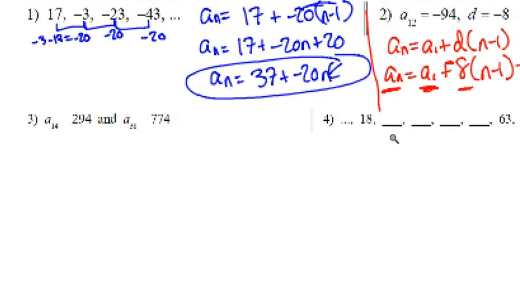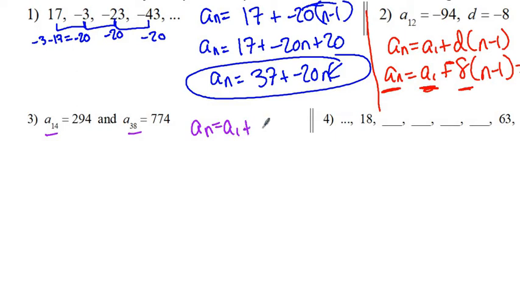What if, this is probably the hardest case, what if they give you two random terms? So here we're given the 14th and the 38th term. We have no idea what the first term is, and we have no idea what the common difference is. So this one is a challenge. All right, so here's a much simpler example. I always think it's easier to take harder problems, break them into simpler examples.